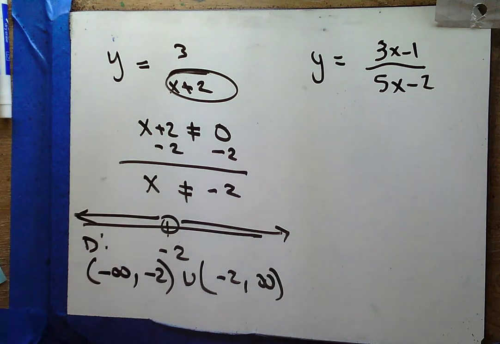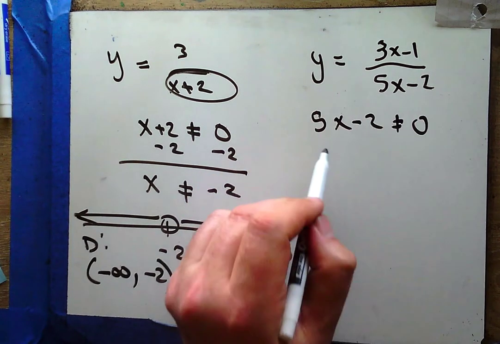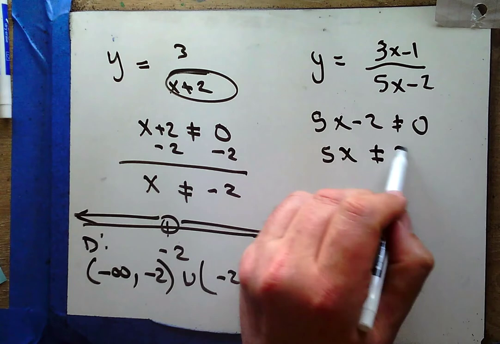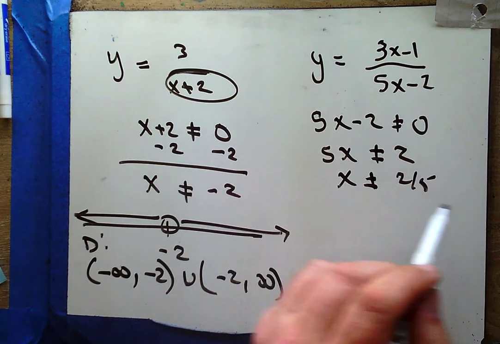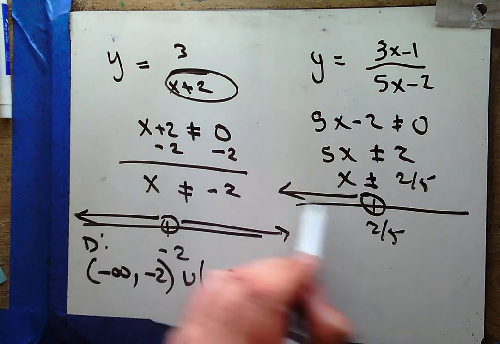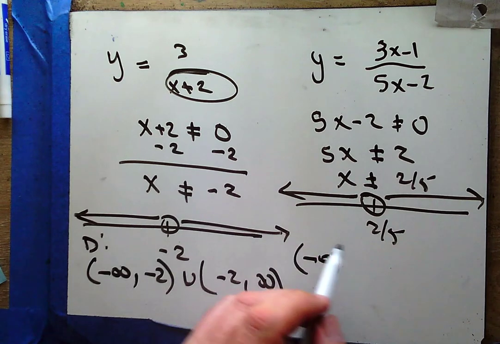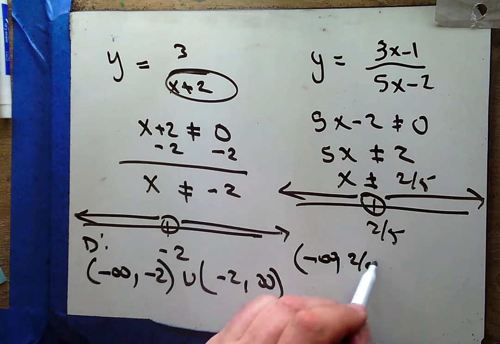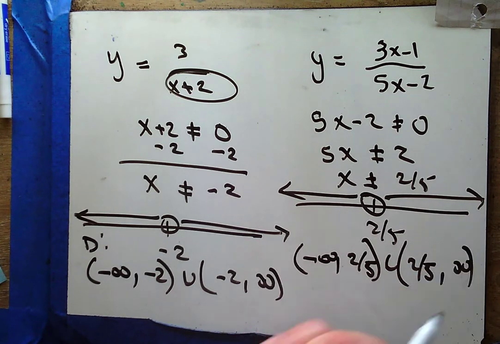Okay, so hopefully you said this can't be equal to 0. So 5x can't be equal to 2, so x can't be 2/5. Here's 2/5. That's what x can't be. X can be all of these and all of these. So -infinity to 2/5, union 2/5 to infinity. Ta-da! Excellent.